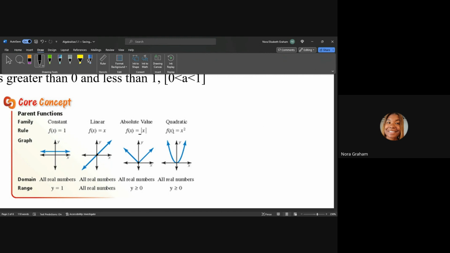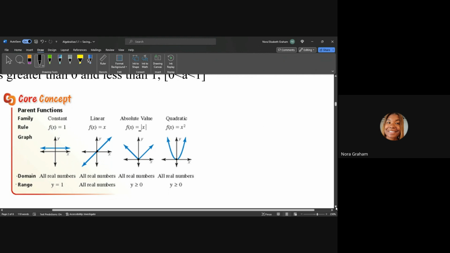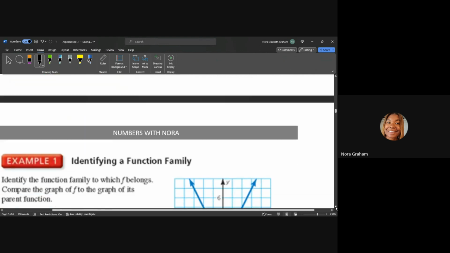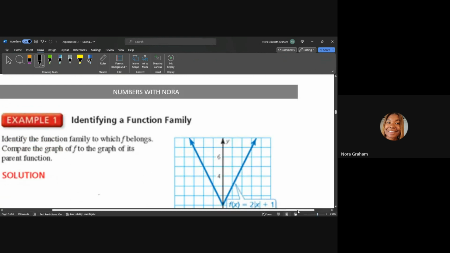And then our quadratic, f of x equals x squared. This is going to form a parabola. And right here, our parabola has a vertex at 0, 0, or our origin. Okay, those are all of our parent functions. And this one is just a constant. All right. And down here, you can see all the domain and ranges. We'll go over domain and ranges of certain functions probably later on, not so much right now in this chapter. So let's go ahead and see a prime example. We'll do example 1 first.